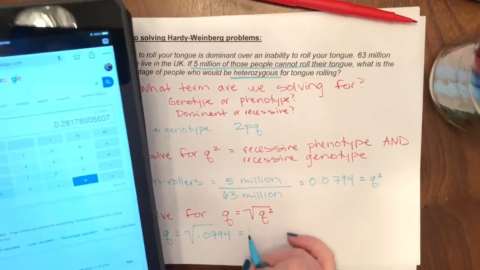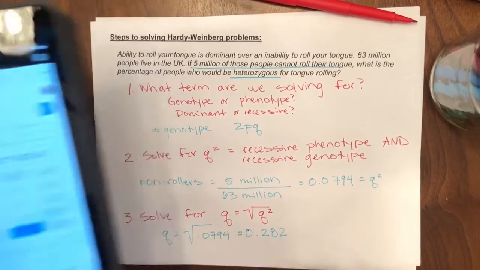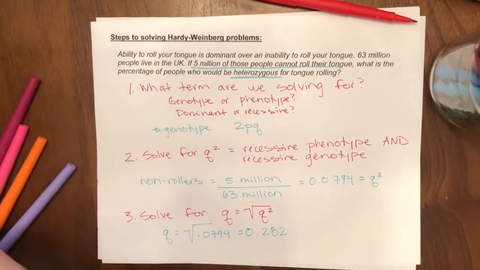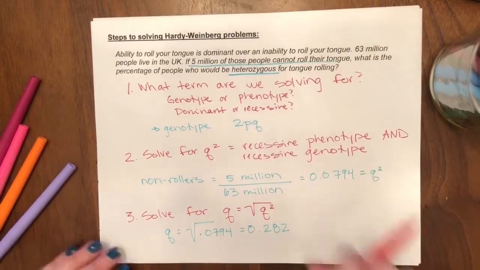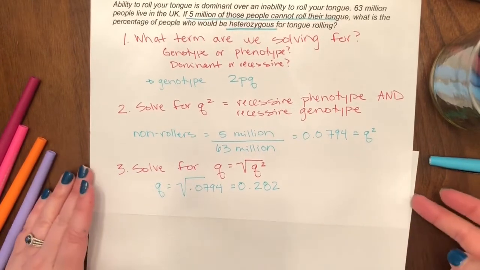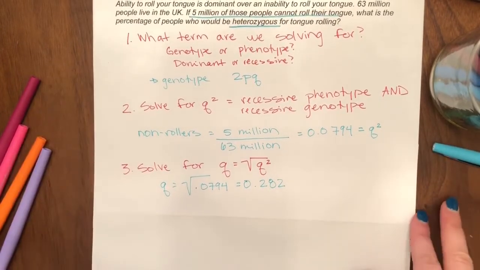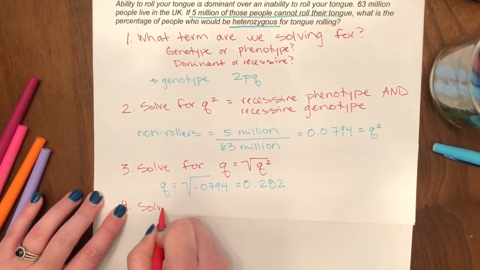So that's, okay, and that's our value for Q. So that's step 3. Okay, I'm just gonna move this up a little. And now step 4, we're gonna solve for P.